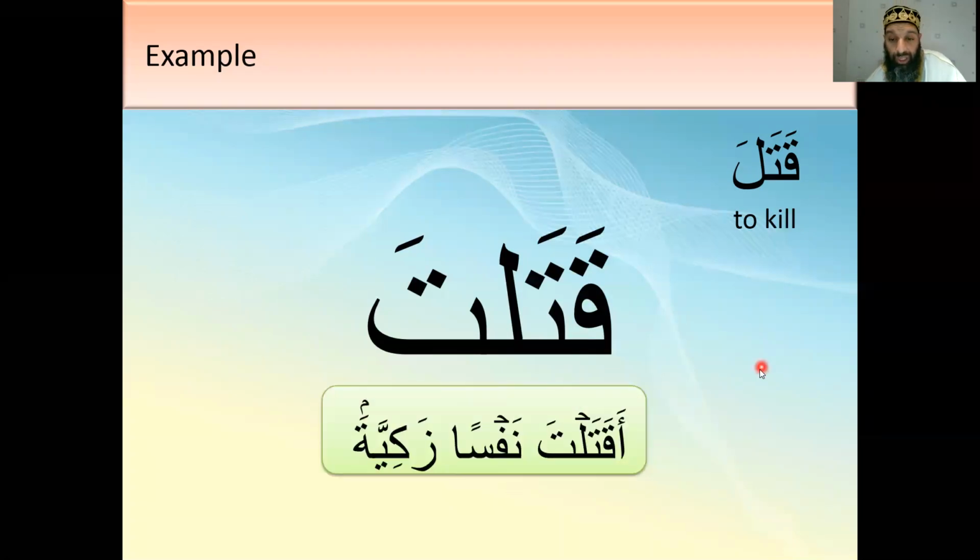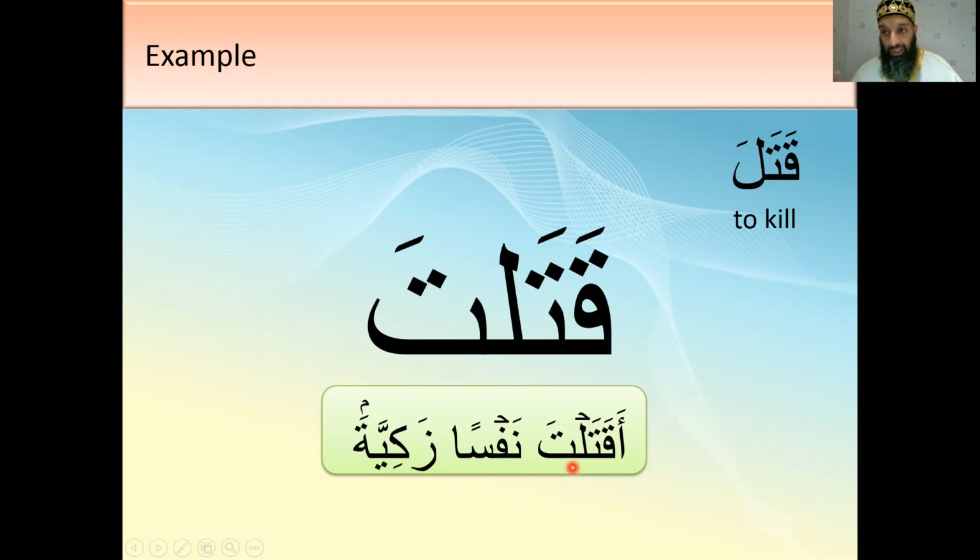Look at this in the Quran. In Arabic, you can ask a question by sticking an alif in front. Qatalta means you killed, masculine. Aqatalta means did you kill? You could even in Arabic raise your voice and just say qatalta, did you kill?